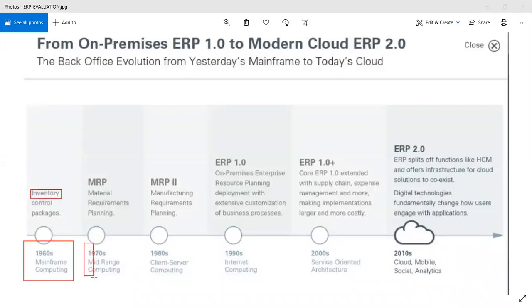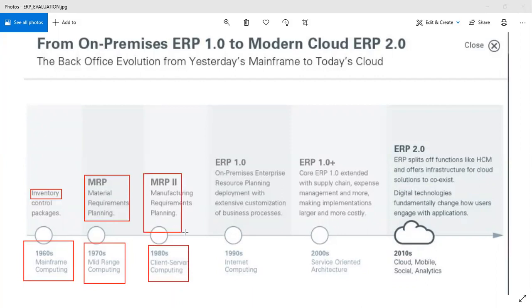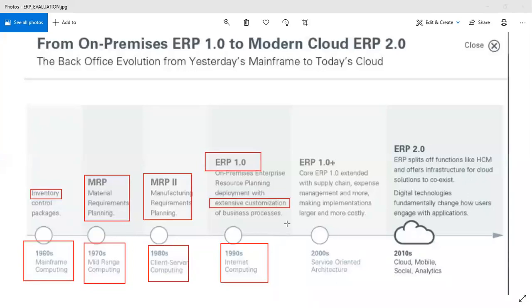Then in the 1970s, we got mid-range computing, where we used to maintain the material requirement planning also. In the 1980s, we got client server, MRP2. In the 1990s, internet computing, where actual ERP started. As we are discussing, from 1995 or 91, the ERP has started, actual ERP 1.0. It's an on-premises enterprise resource planning deployment with extensive customizations. We used to have a lot of customizations at that time.